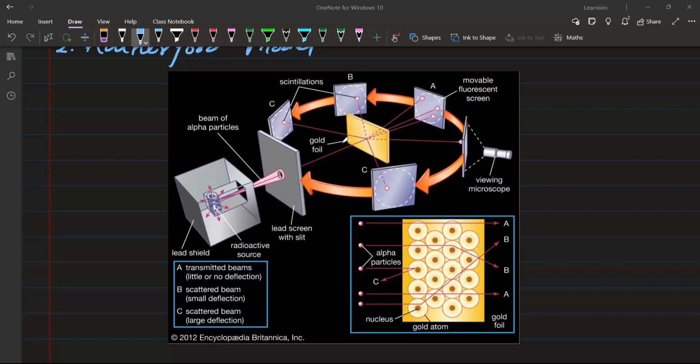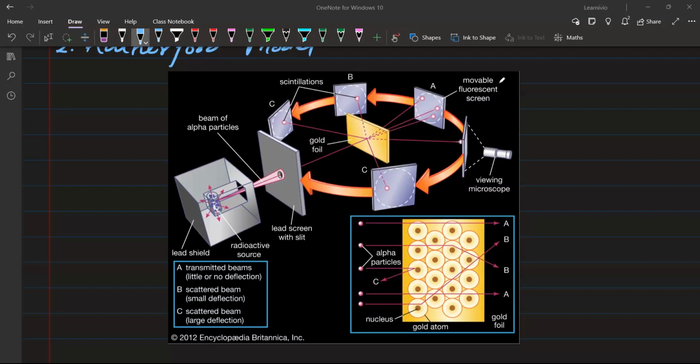Make sense? Yes or no? Please tell me. I hope all of you have seen aluminium foil, right? Make sense, right? And we had now gold foil. Now when it was passed through the gold foil, there was a movable fluorescent screen. I hope you can see that.